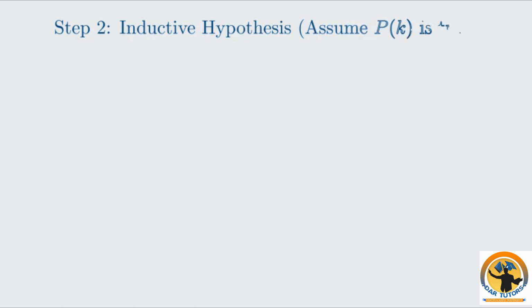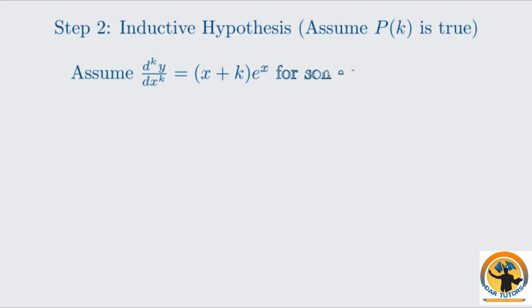Step 2. The inductive hypothesis. We assume the statement is true for some positive integer k. This means we assume that the kth derivative of y is the quantity x plus k times e to the x. This is our key assumption that we will use in the next step.